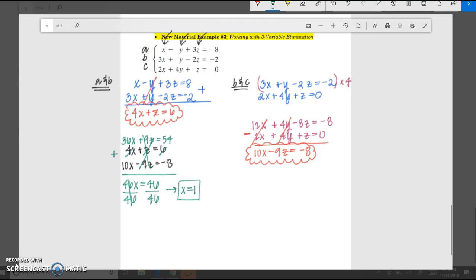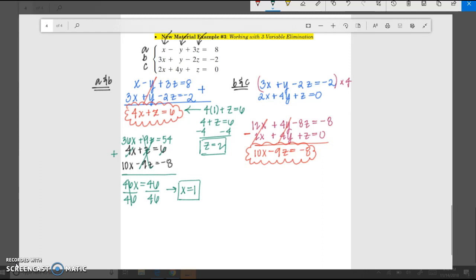So let's take that x value that we found, and let's plug it back in here to solve for z. So we'll have 4 times 1 plus z is equal to 6. 4 plus z is equal to 6. And then if I subtract 4 from both sides, my z value is going to be equal to 2. So another one of those nice results.